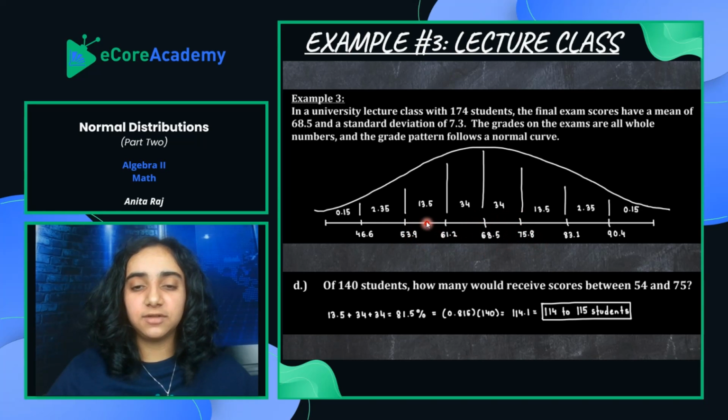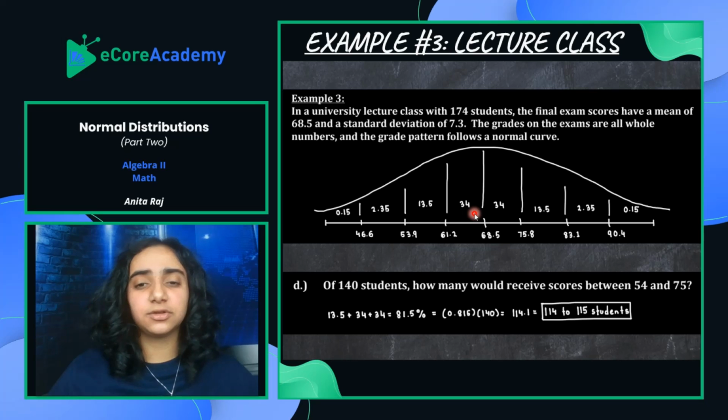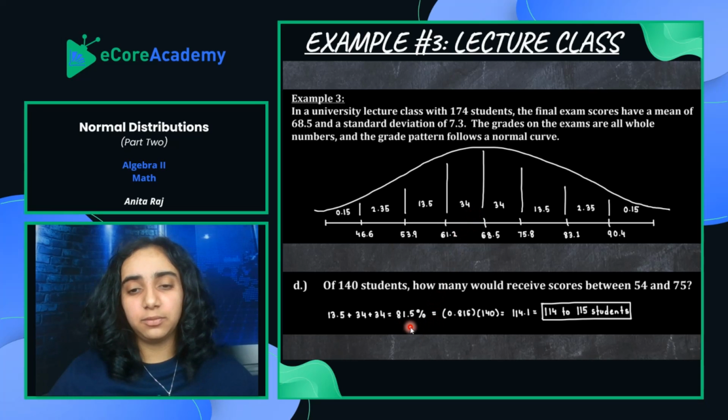We're looking 2 standard deviations below the mean to 1 standard deviation above the mean. So we're going to look at all these percentages that fall in these categories. We have 13.5, 34, and 34. So we're going to add all of those together. If we do, we're pretty much going to get 68 plus 13.5, which is going to equal 81.5%.